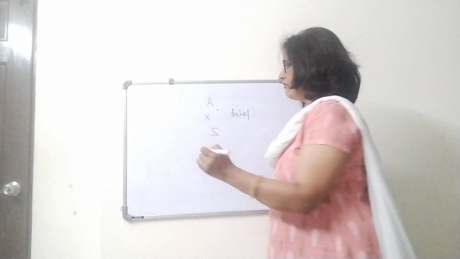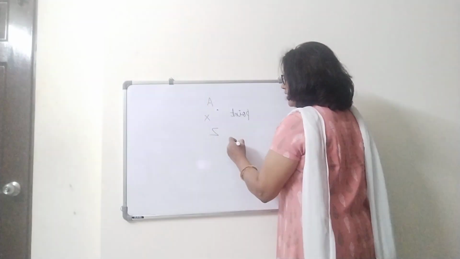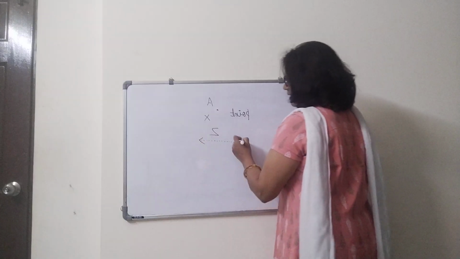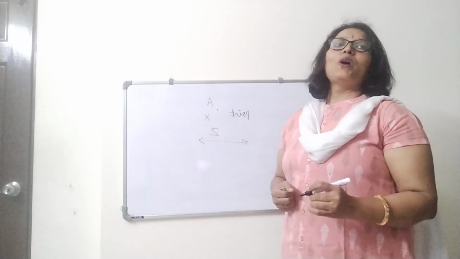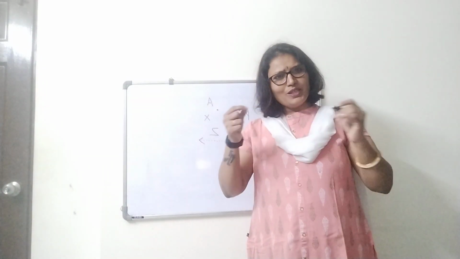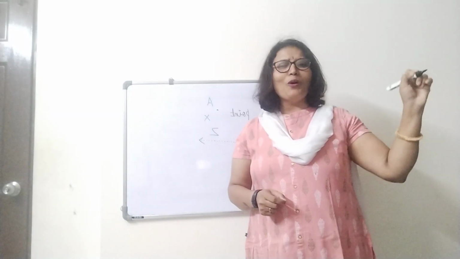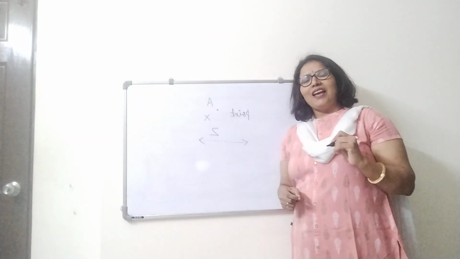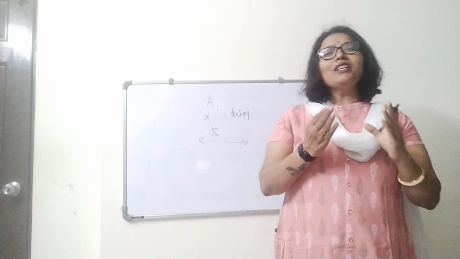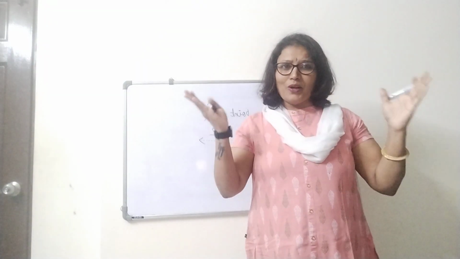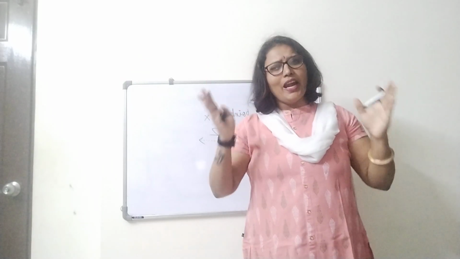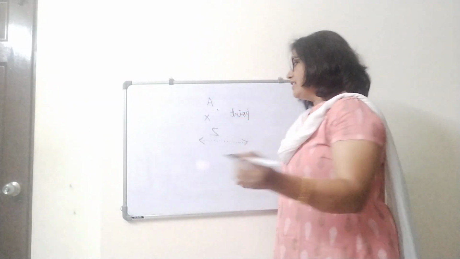When we keep points one after another, we will form a line. So what is a line? Using points one after another, we will get a line. A line means it doesn't have end points. It extends indefinitely. There is no end point. That is called a line.